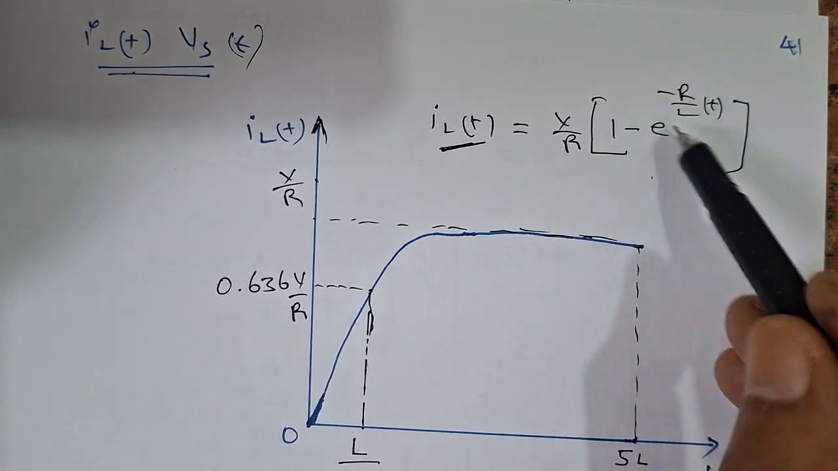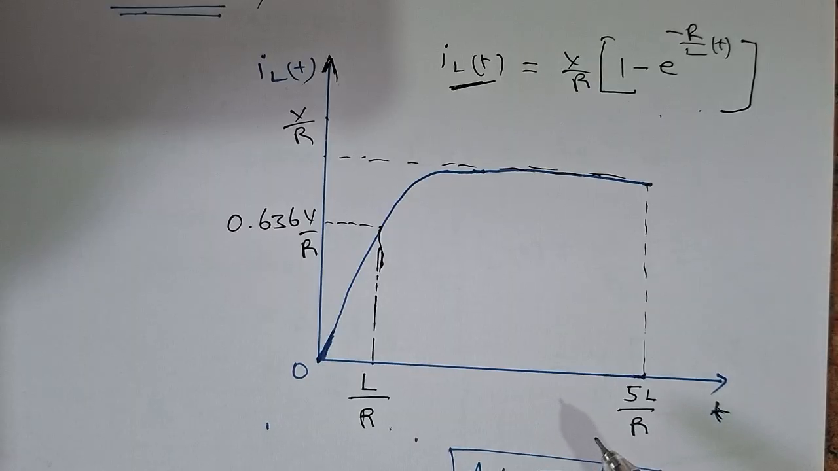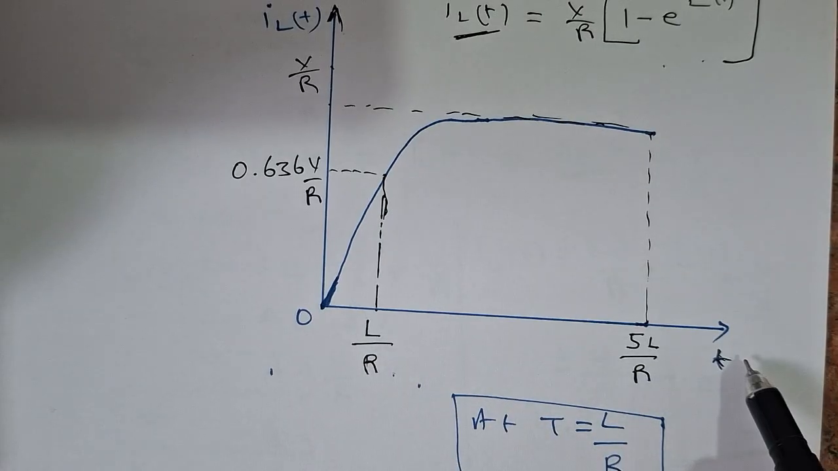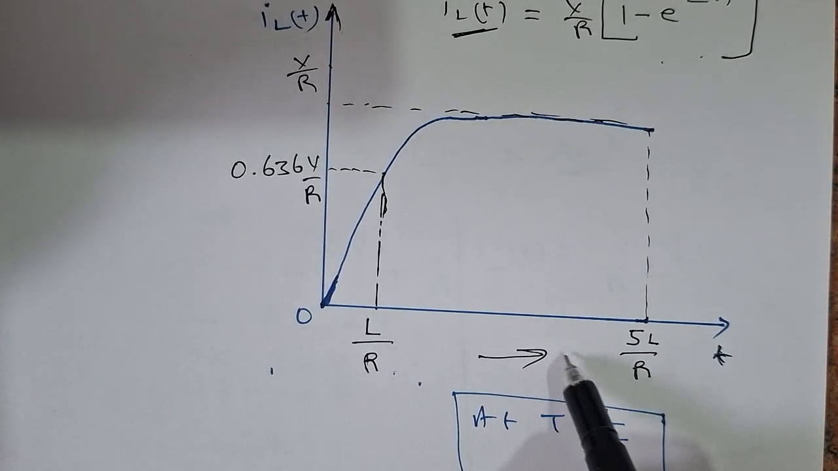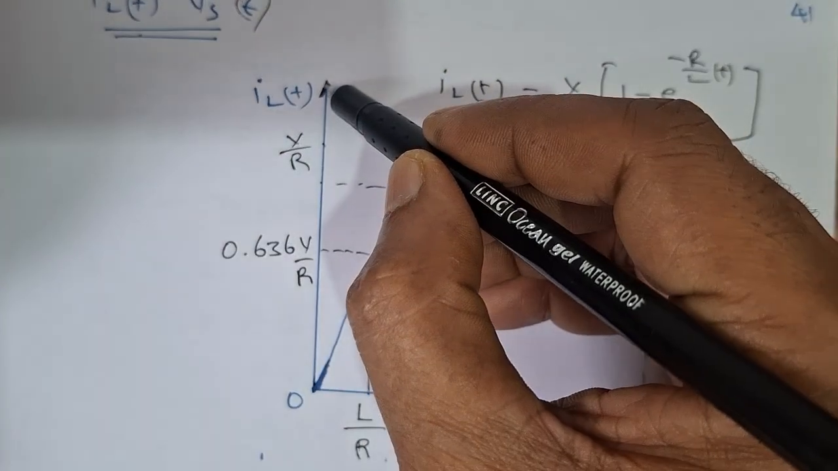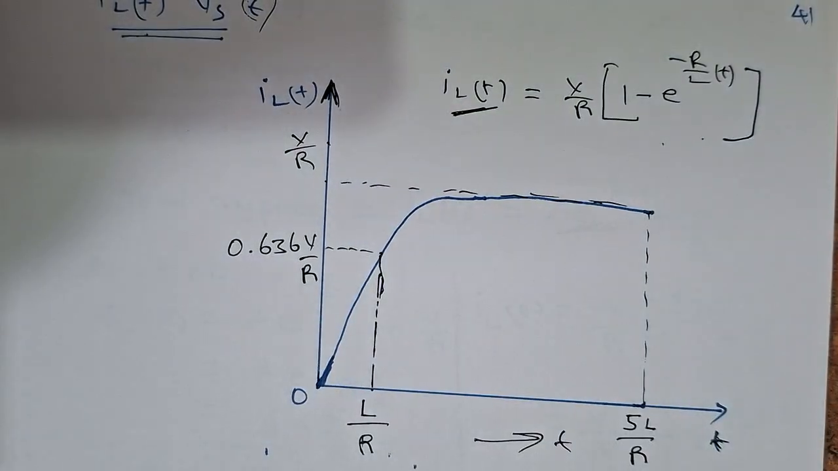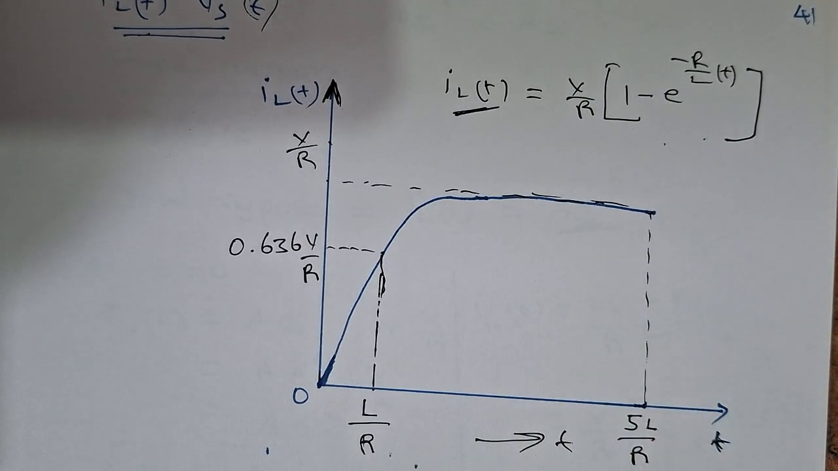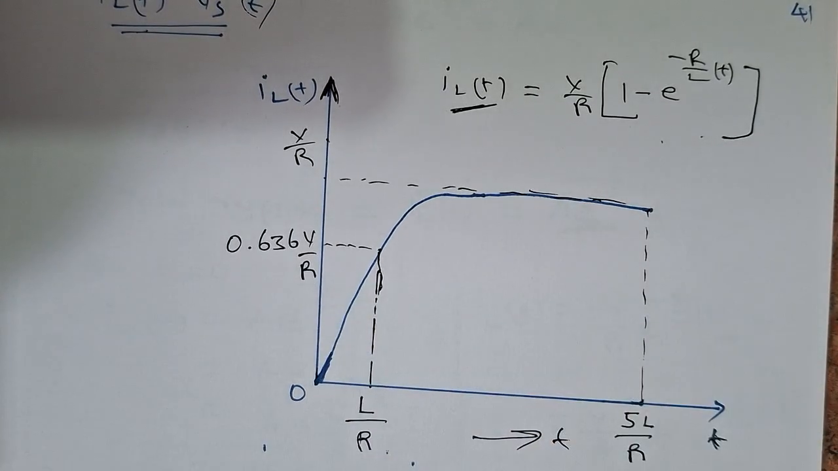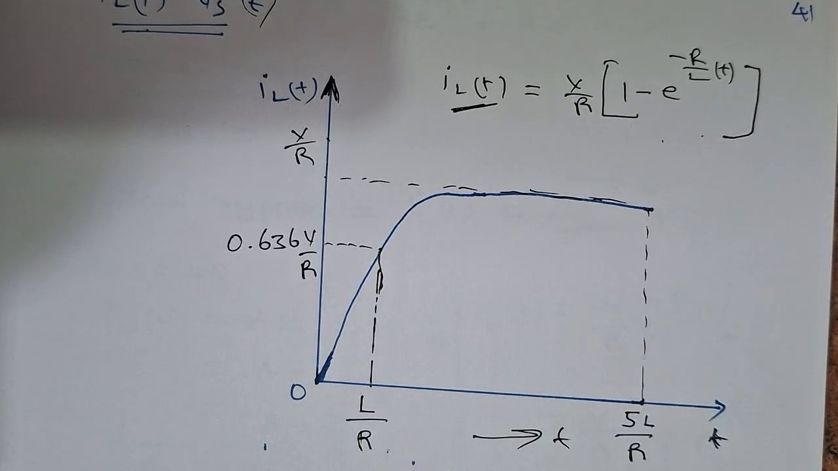For this equation, if you draw the graph, you can see how the inductor gets charged, how the inductor is functioning. So this is the time variation from 0 to infinity, and this will be the current response across the inductor. So this is i_L. The meaning of this graph is when the inductor is fully charged and reaching maximum current, at what time? That is the response.